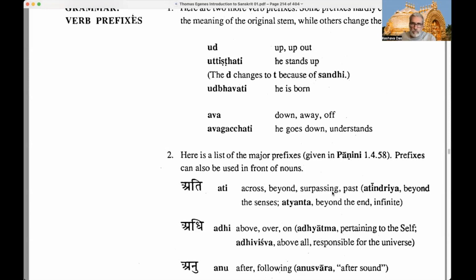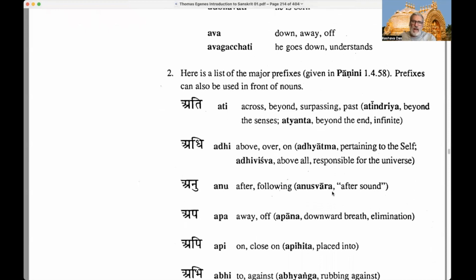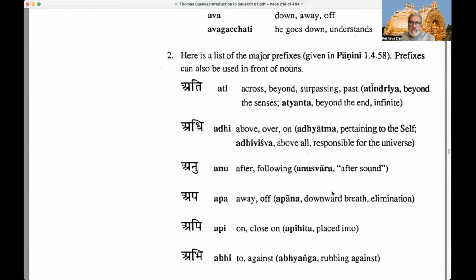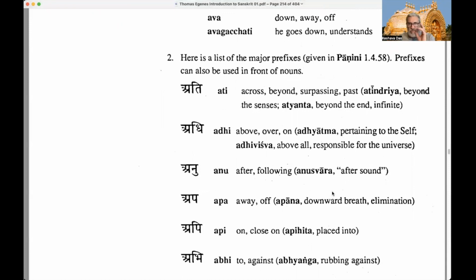Okay. Now here's a list of some of the major prefixes, or upasargas, given in Panini 1.4.58. There are Panini sutras which give the list of upasargas, I believe 27 or so in Sanskrit, and they sometimes change the meaning of the verb and sometimes they don't. Prefixes can also be used in front of nouns.